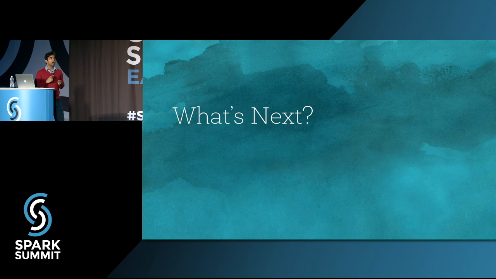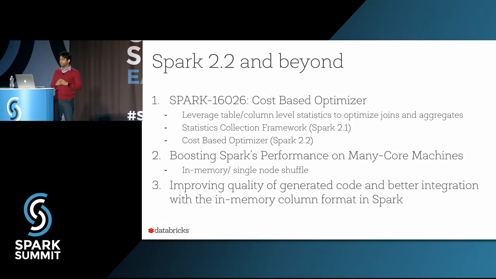So finally, I'm going to talk about 3 things that I'm really excited about when we talk about the performance of Spark's execution engine. In Spark 2.0, one of the biggest things that's going to come in is the cost-based optimizer. This is primarily an effort that was led by Huawei. The idea here is to leverage column and table level statistics to optimize joins and aggregates. As part of this, we have worked on a statistics collection framework in Spark 2.0, and there are active efforts in integrating a cost-based optimizer for Spark 2.0.